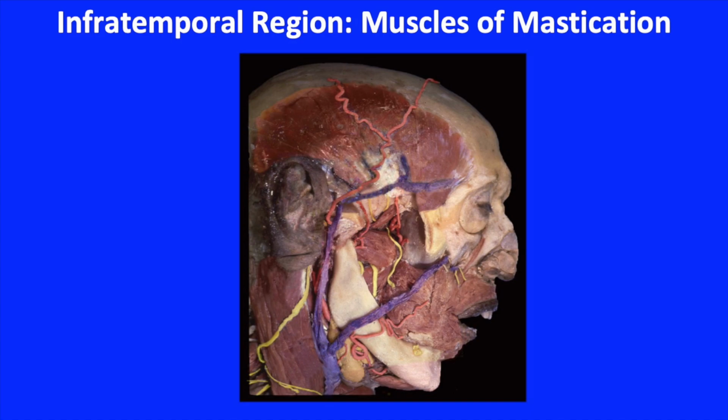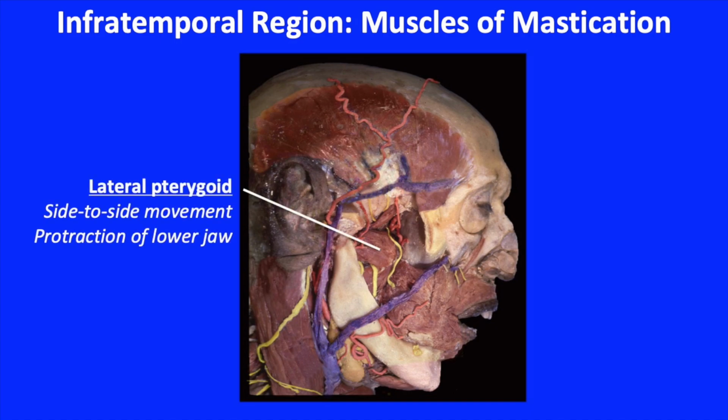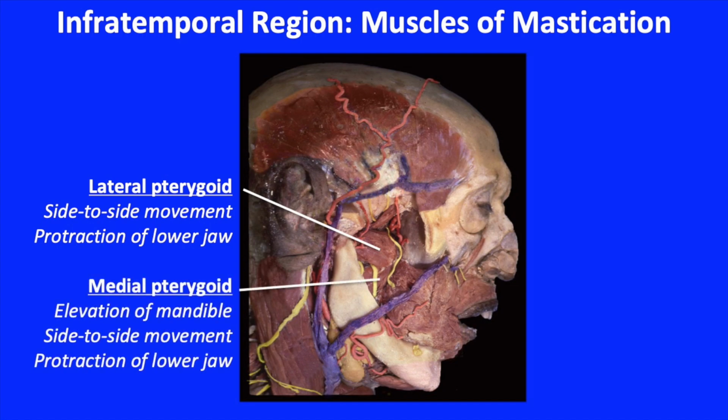To see the other two muscles of mastication, the lateral and medial pterygoids, the ramus of the mandible needs to be removed, as is now shown in the slide. The lateral pterygoid muscle helps with side-to-side movements of the mandible and also protraction of the lower jaw, and the muscle is located lateral to the medial pterygoid muscle. The medial pterygoid helps with elevation of the mandible, also side-to-side movements of the mandible, and with some protraction of the lower jaw. The lateral pterygoid muscle actually has two heads, but this level of detail is better left for the oral surgeons.